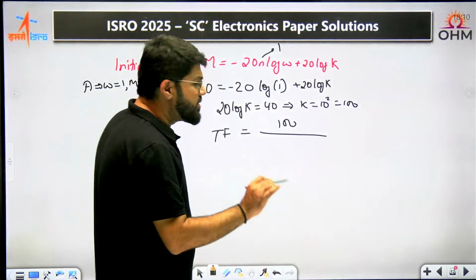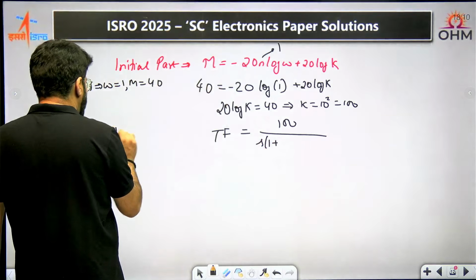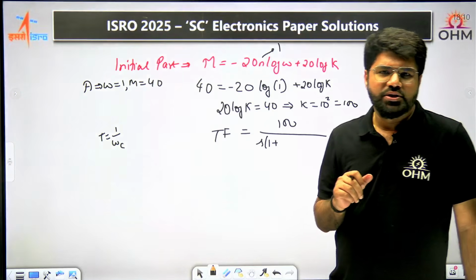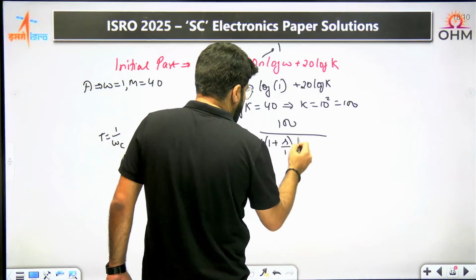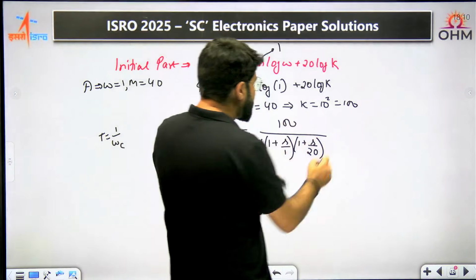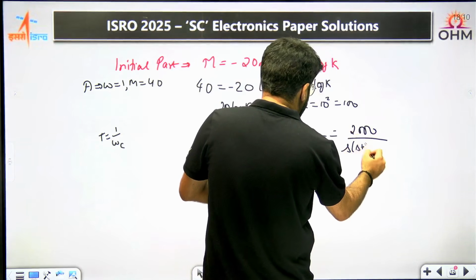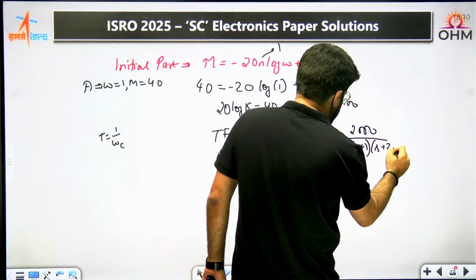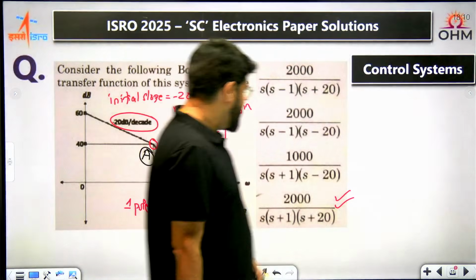Standard form, time constant form for first order term. The time constant corresponding to any pole is given by 1 upon corner frequency, because what we learn is corner frequency is the reciprocal of the time constant, correct? So 1 plus S by 1, first corner frequency 1, another one, corner frequency 20, so time constant 1 by 20. That is why the 20 will get multiplied above, it becomes 2000, then this term can be written as S plus 1, this term will become S plus 20. 2000 by S, S plus 1, S plus 20. Option number D it is.